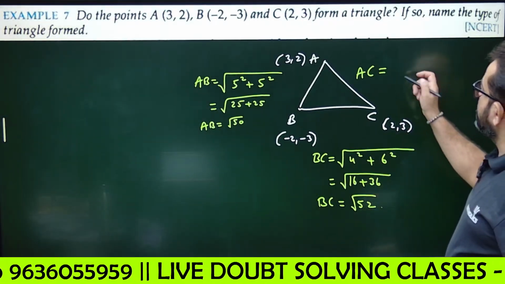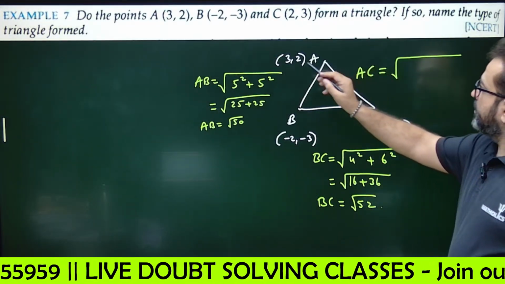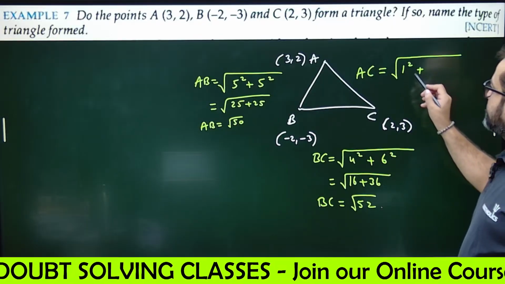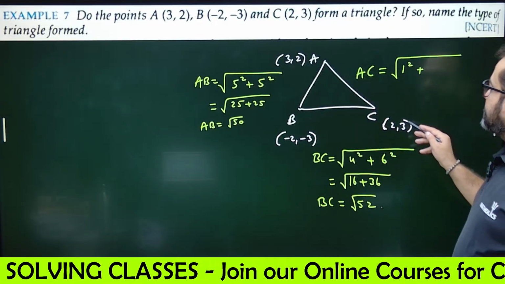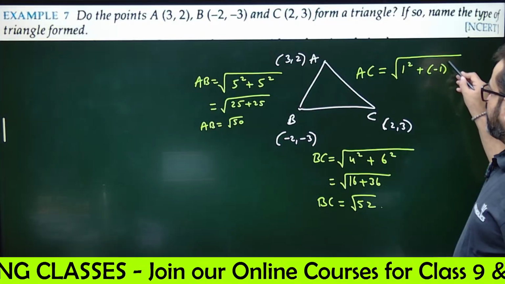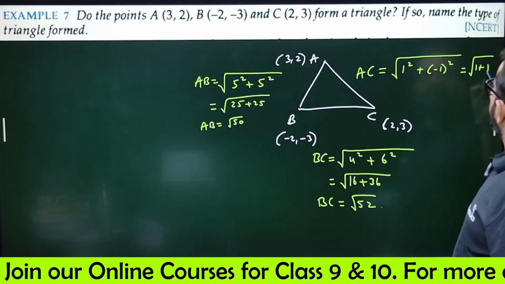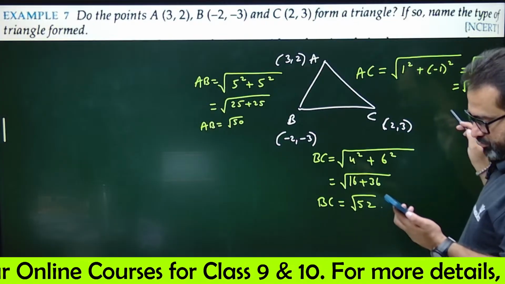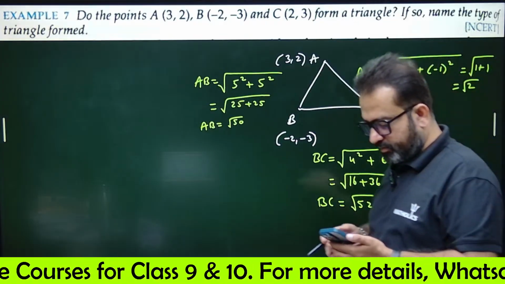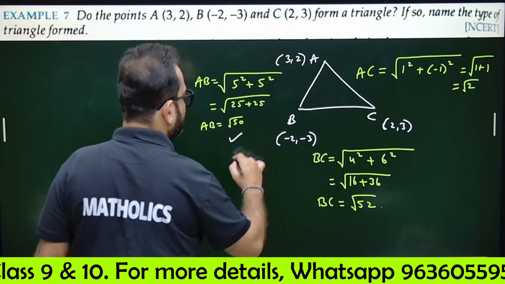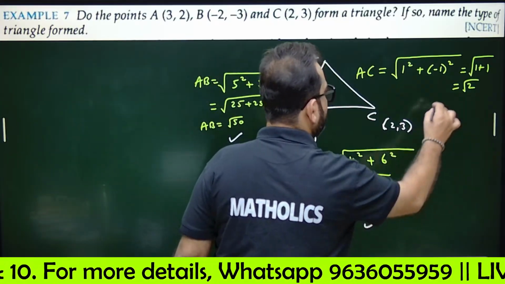It will be under root of 3 minus 2, that means 1 square plus 2 minus 3 minus 1 whole square. So it will be under root of 1 plus 1, which is under root 2. Sorted. So what we saw in this question: AB is root 50, BC is root 52, and AC is root 2.